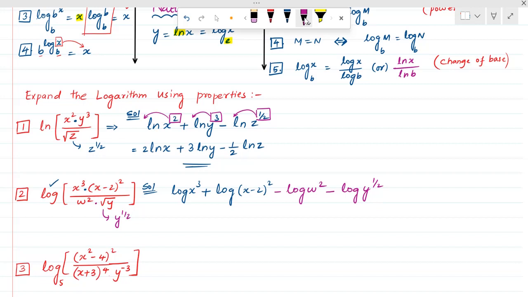Now after this, just apply the power rule. So I will bring the power here: 3 log x plus 2 times log (x minus 2) minus 2 log w minus 1 over 2 log y. So that's it.